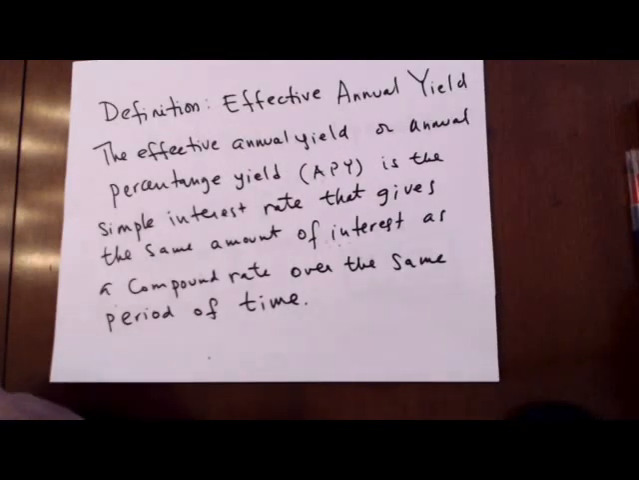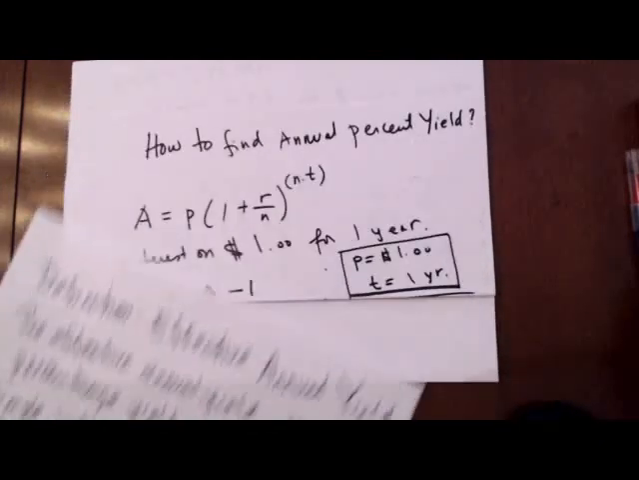We continue with the effective annual yield. This is a definition. The effective annual yield, or annual percentage yield, APY, is the simple interest rate that gives the same amount of interest as a compound rate over the same period of time. That's a definition that we need to know.